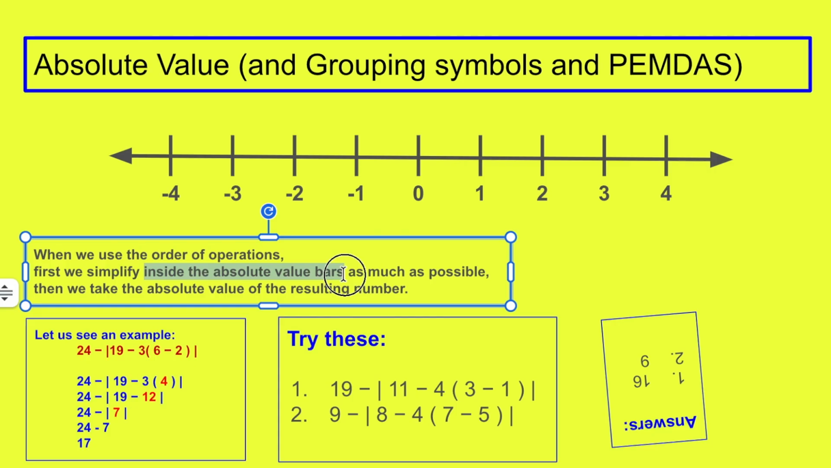Start with the absolute values. After that, only then do the brackets come into the picture. Within the absolute value, whatever is there, that is what we have to simplify first. The best way to see this is again with an example. So let us see an example here.